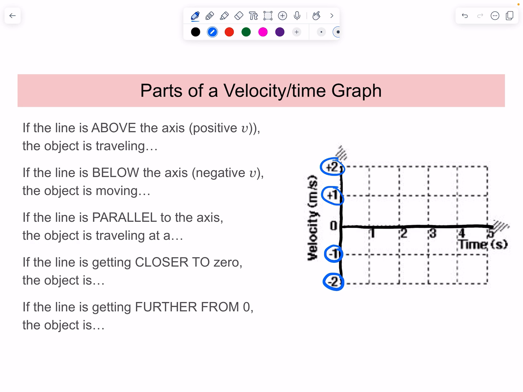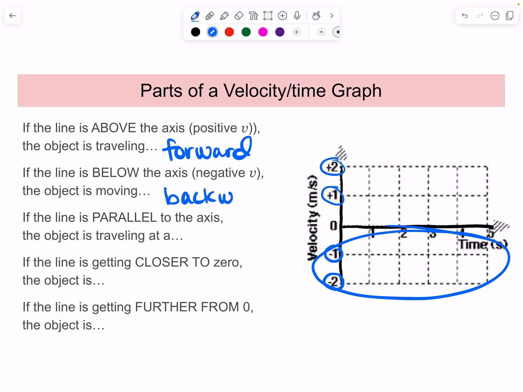So if the line is above the axis, that means it has a positive velocity and the object is traveling forward. If the line is below the axis, that means that all the velocities are negative and the object is moving backwards.